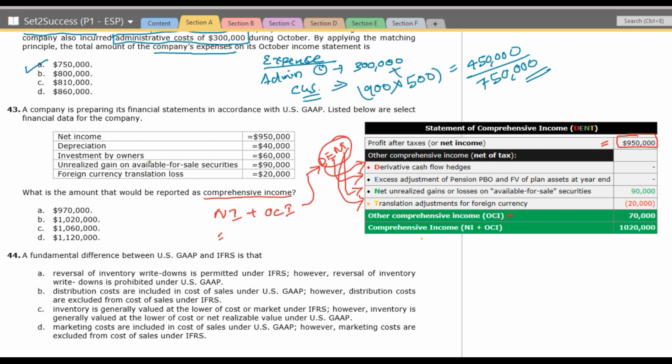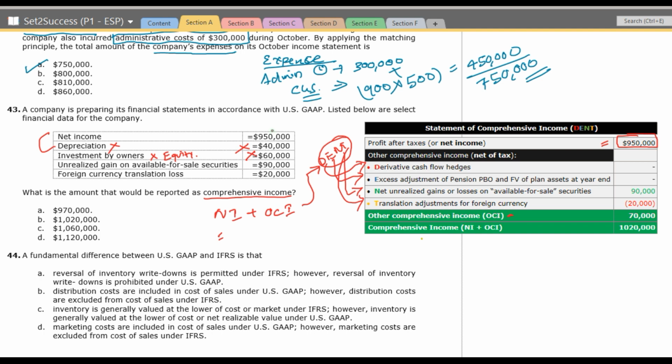So let us understand. Depreciation is already included in net income, so we will not include the depreciation here. Investments by owners is part of equity, so we are not going to record this transaction here. So 60,000 will not be recorded, and depreciation will not be recorded.